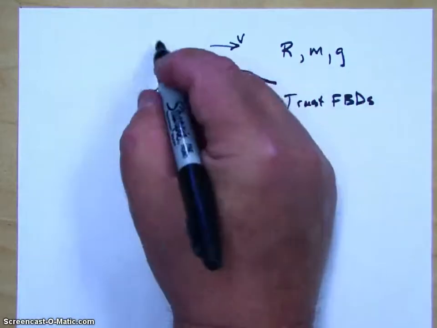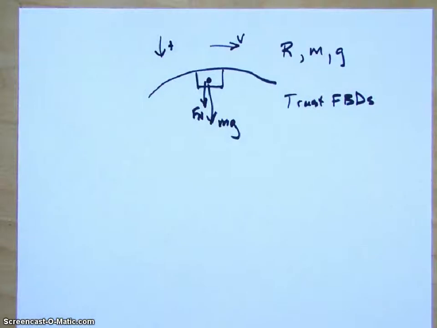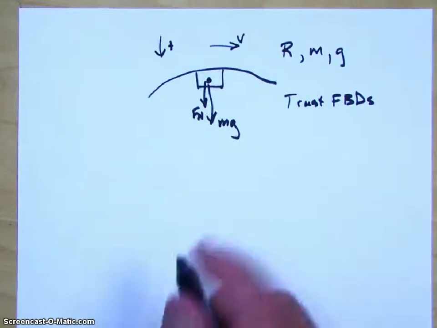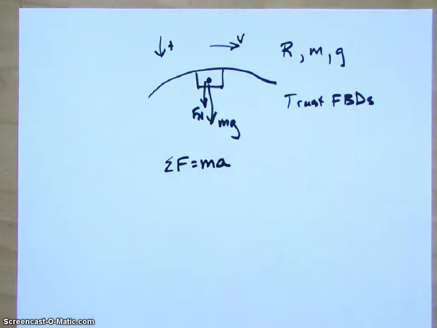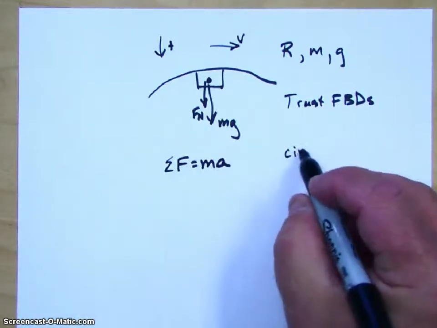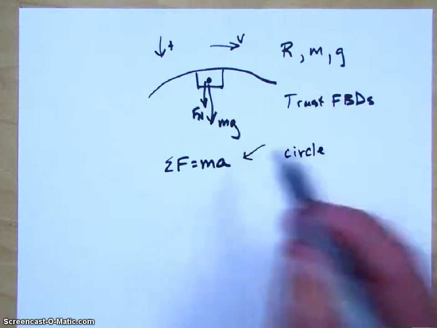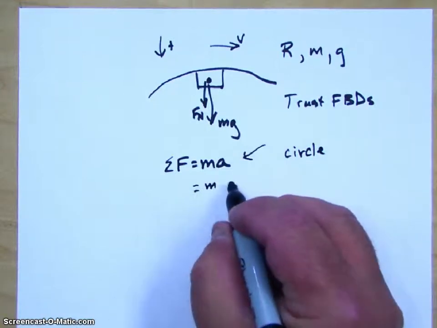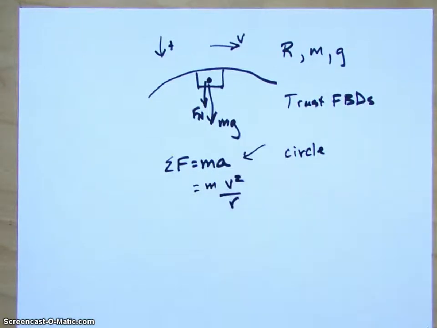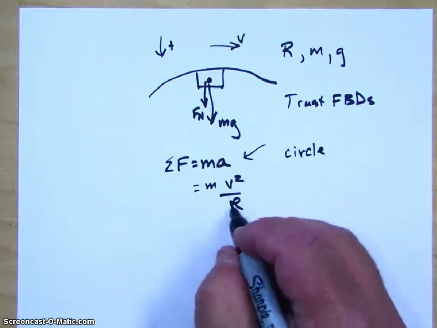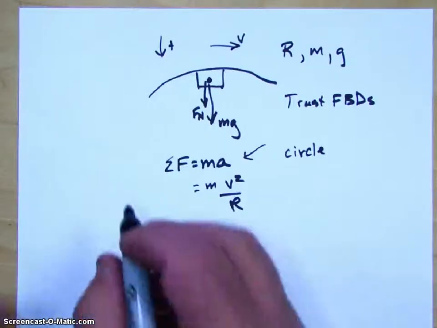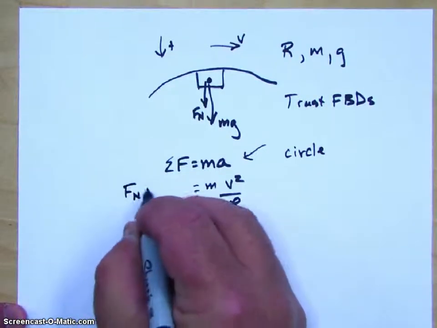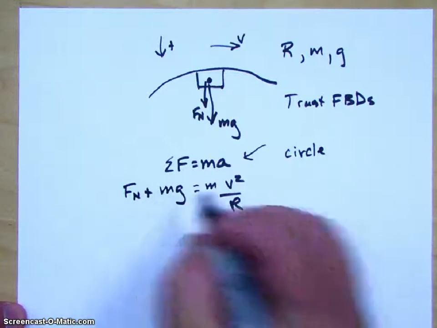Now, I'm going to say down is positive, just simply because two of my vectors are pointing in that direction. It makes sense to do that. I'm now going to say the sum of the forces equals m times a. Now, since I'm moving in a circle, I know a. a is equal to v squared over r. It's the centripetal acceleration. Let's make that a capital R since that's what I used up there. Now, the sum of my forces, well, they're both pointing in a positive direction, so it's going to be Fn plus mg.